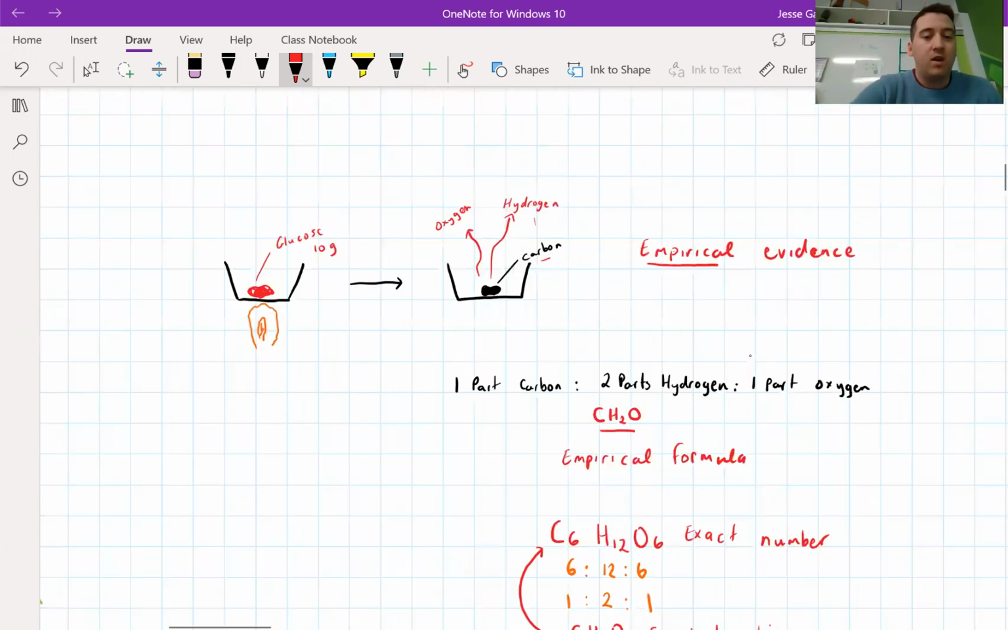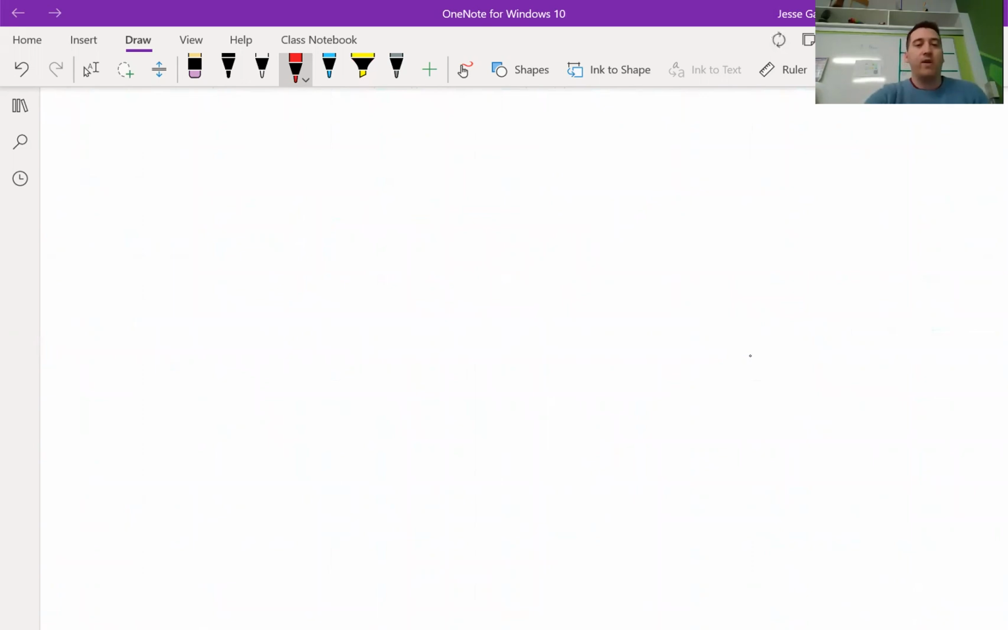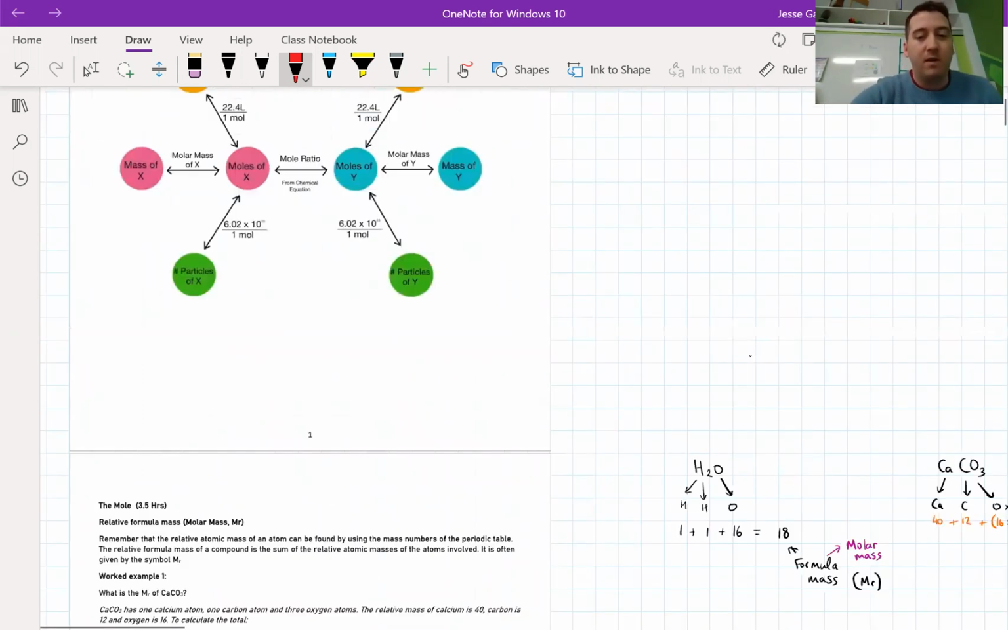Okay, in today's video, we're going to learn about how we can work out the empirical formula when we're given the reactant masses when a compound is being formed.